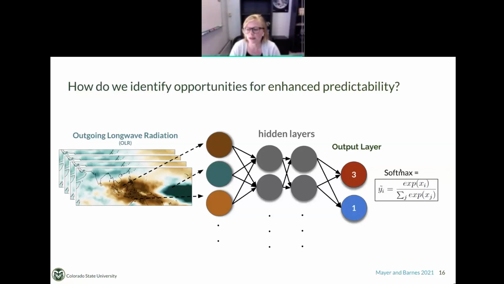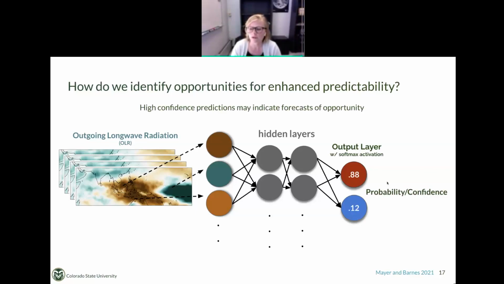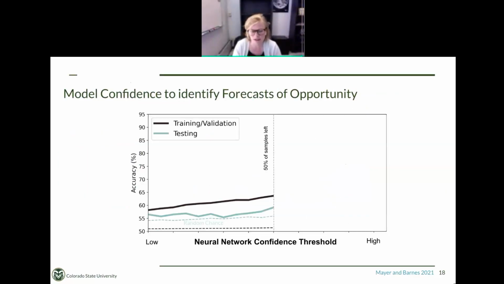When we apply a softmax activation function, it converts these numbers into values that sum to 1. So you can think of these as a probability, or what we refer to as model confidence. The higher this number, the more confident the model was in its prediction. In this case, the model was very confident in its prediction that the sign of the circulation was positive over the North Atlantic. So these high confident predictions may indicate forecasts of opportunity. Let's see if this is actually the case.